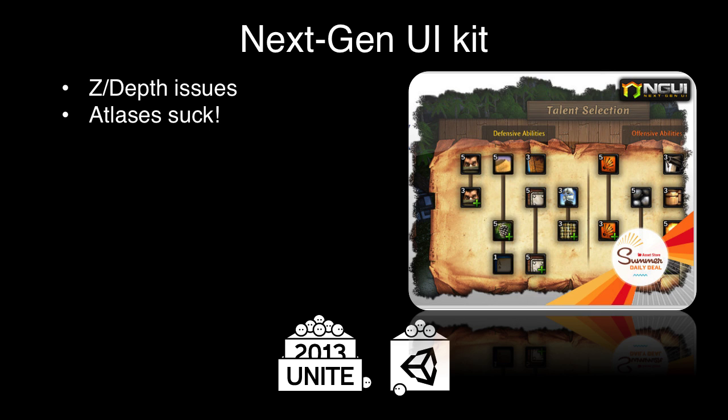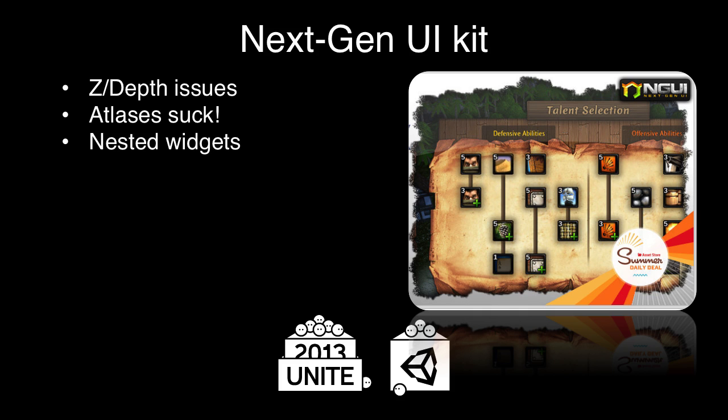And another issue, atlases kind of suck. And it would be ideally excellent if you could just specify a sprite for every single widget and have the atlasing done for you in the background, wouldn't it? Why have to create an atlas beforehand? We wanted to do that with the new UI system.